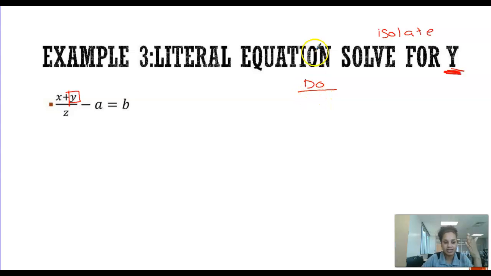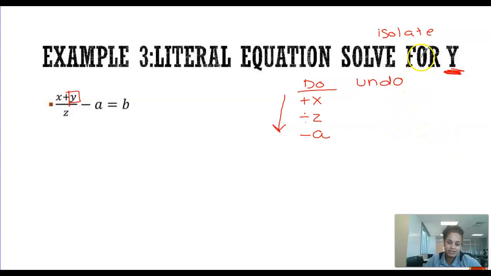And what is closest is adding that x. So what's happening to y? I'm adding x to it. And then what else? I'm dividing by z. And then what else? I'm subtracting a. That's what I'm doing to y. I'm adding x, dividing by z, and subtracting a. So how do I undo that? This is what I'm doing. How do I undo it?